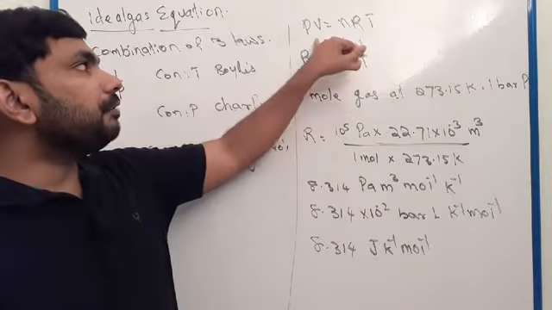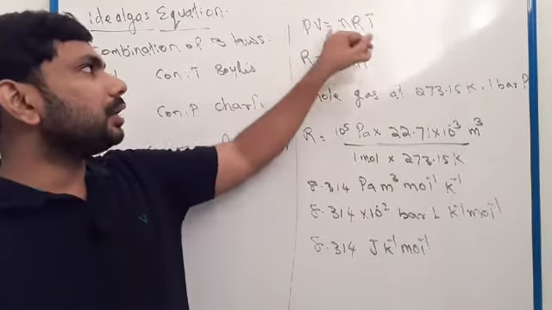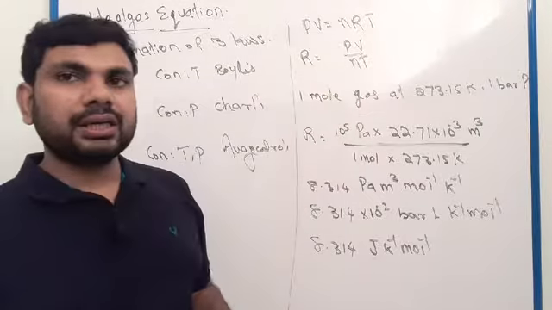So look here, PV equals nRT. So R is equal to PV by nT. R equals PV divided by nT.